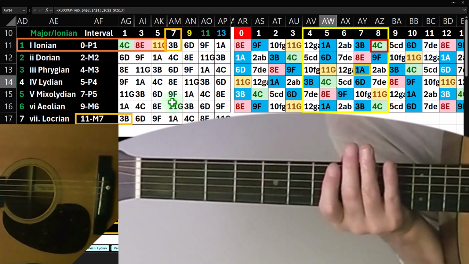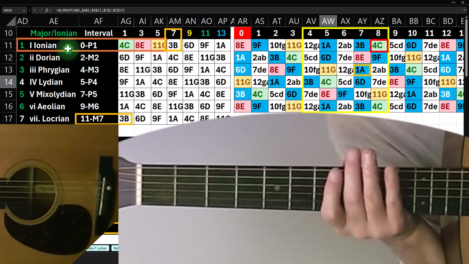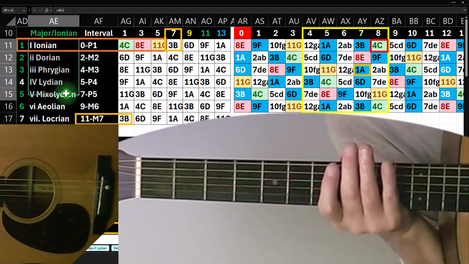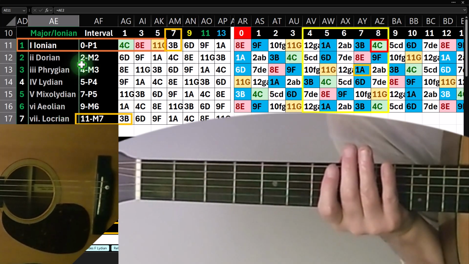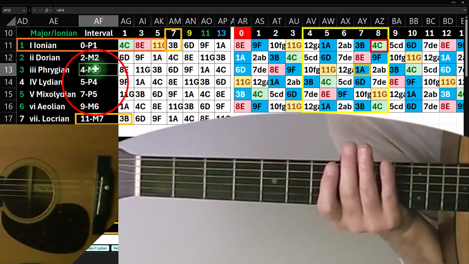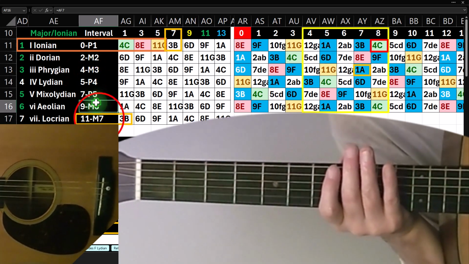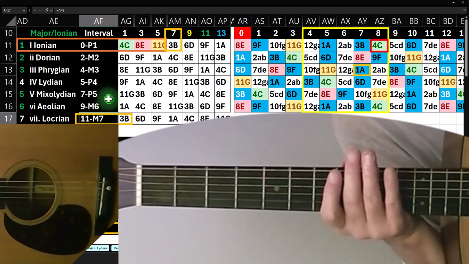So how do we learn the modes? Remember, the quick overview of this is we'll look at the major scale first, which has these intervals: a perfect first, a 2-note away major second, a 4-note away major third, a 5-note away perfect fourth, a 7-note away perfect fifth, a 9-note away major sixth, an 11-note away major seventh.